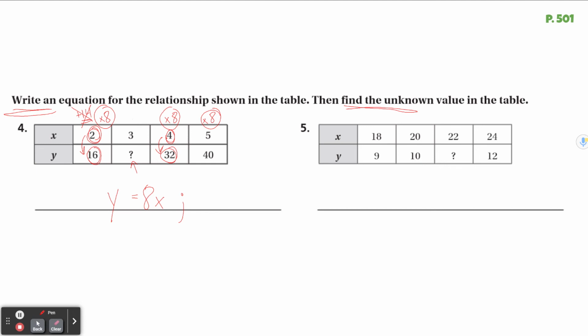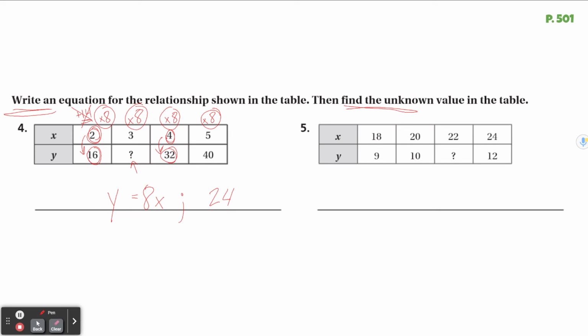Awesome. So I'm going to do the same thing. I'm going to times this one by 8. And I'm going to think 3 times 8 is going to be 24. So that unknown value is 24. Go ahead and we're going to try number 5. Write your equation and then find the unknown value, and then we will check it when you're done.